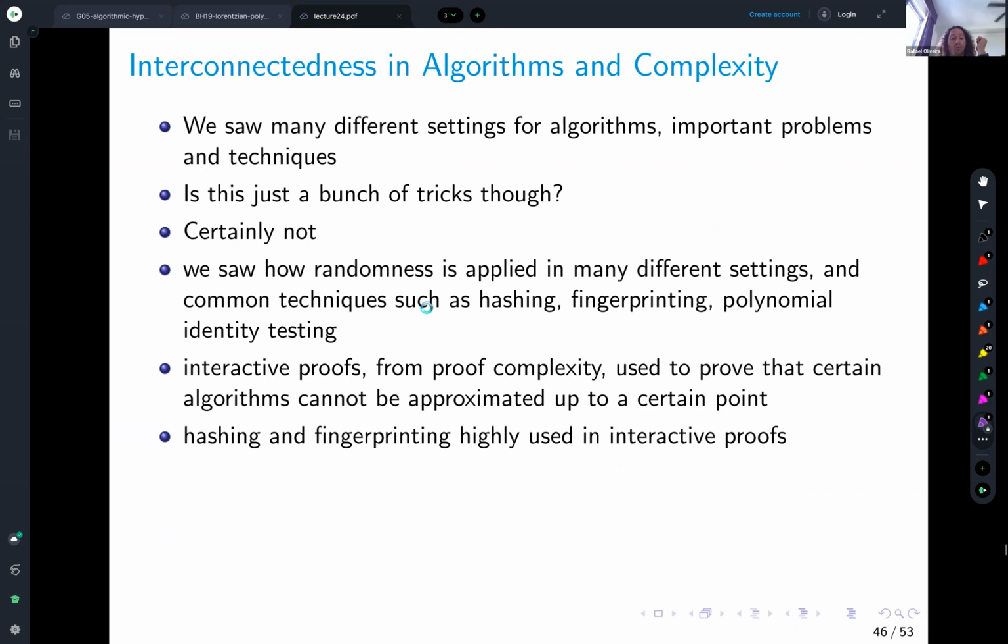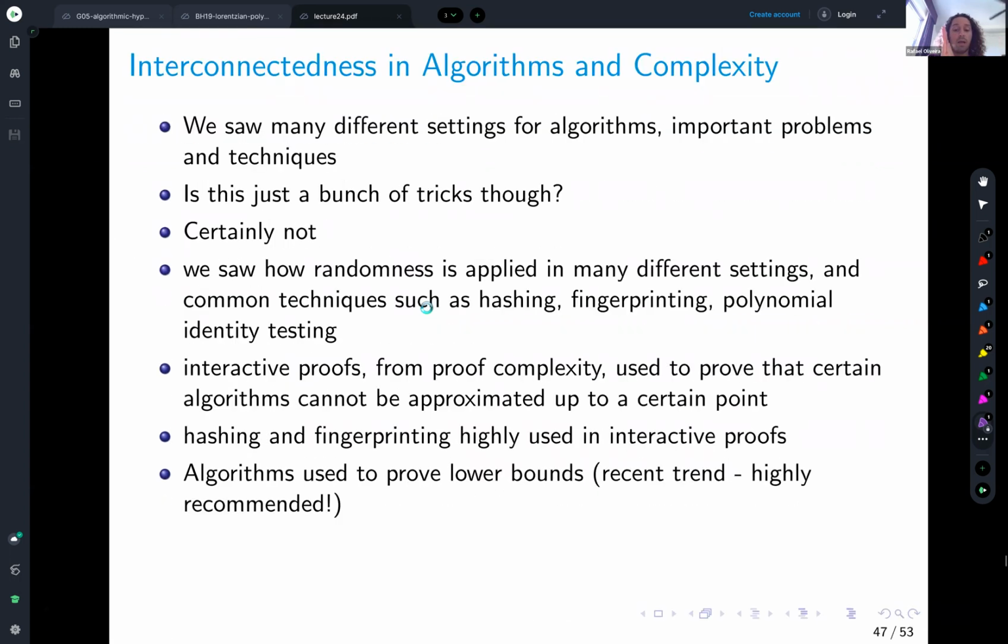And also, another thing that we learned is that even certain techniques like hashing and fingerprinting are highly used in interactive proofs, right? So these are really central techniques that help us in many, many settings, right?